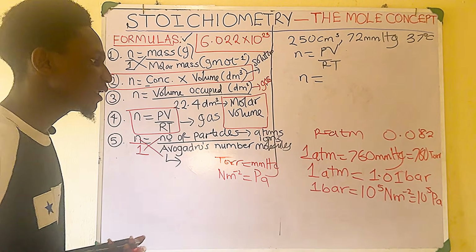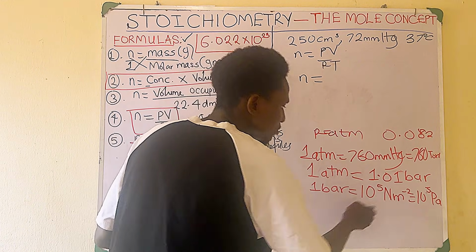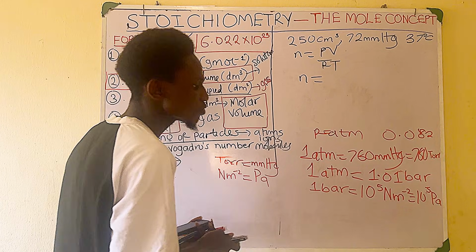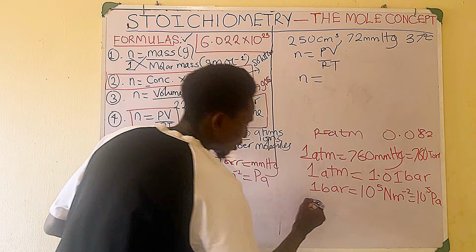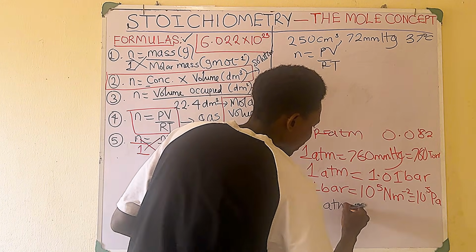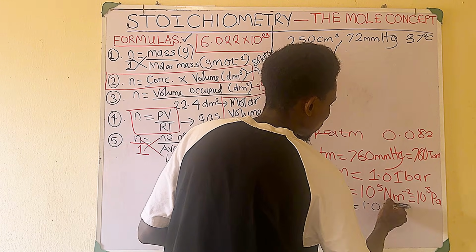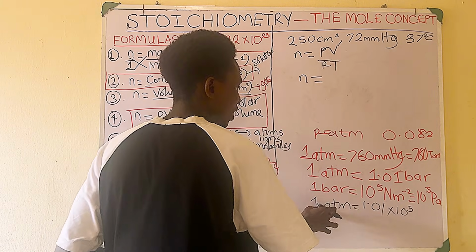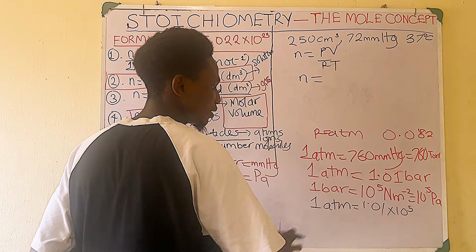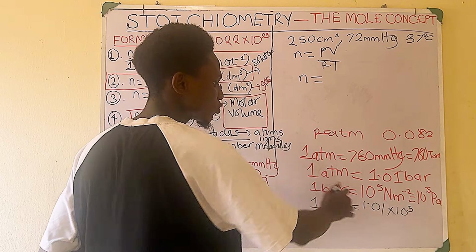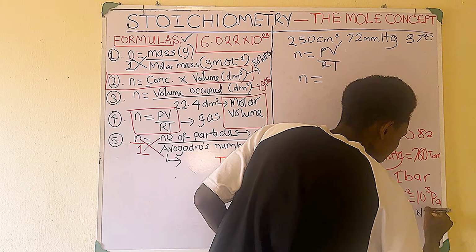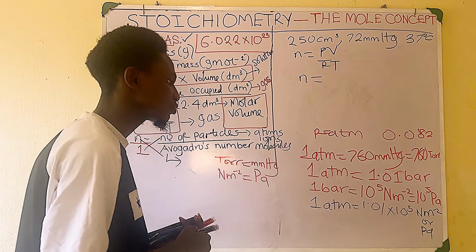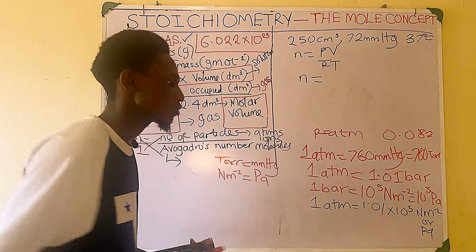Now, if you want to relate atmosphere and Newton per square meter, what do you do? Since 1 atmosphere equals 1.01 bar and 1 bar equals 10 raised to the power 5, it means that 1 atmosphere equals 1.01 times 10 raised to the power 5 Newton per square meter, or Pascal. So this is the relation between atmosphere and Newton per square meter, or Pascal.